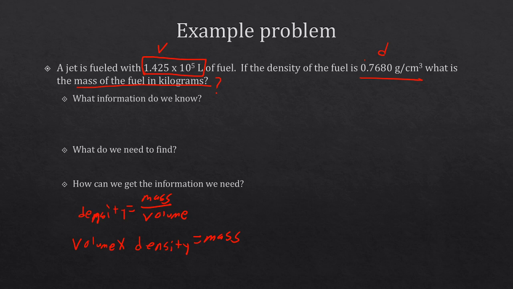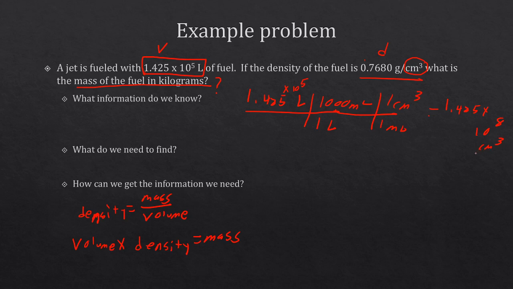And then we also have some conversions to do. So let's start with this. So we know grams per cubic centimeter, we know liters. So I'm going to try to get my liters into a volume unit that matches this cubic centimeter right here. So my 1.425 times 10 to the 5th liters. I know that 1 liter is 1,000 milliliters. And I know that 1 milliliter is 1 cubic centimeter. So if we plug all those numbers in, we have 1.425 times 10 to the 5th. We're going to multiply it times 1,000. So we're going to get 1.425 times 10 to the 8th cubic centimeters. So now this matches the units of our density.